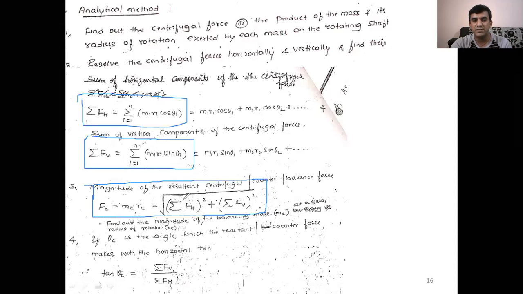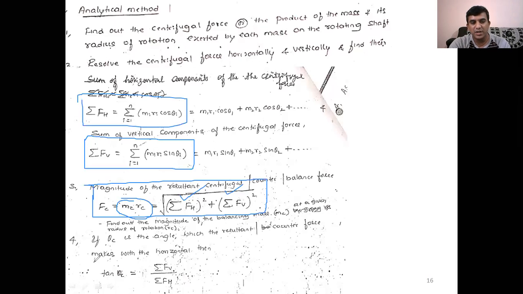Now from this we know that for a given value of MC you can calculate RC, or for a given value of RC you can calculate MC, the mass of the counter mass. Now find out the magnitude of the balancing mass MC at a given radius of rotation RC. This is what we'll get, the magnitude. Then I want to know the orientation. How do you get the orientation?